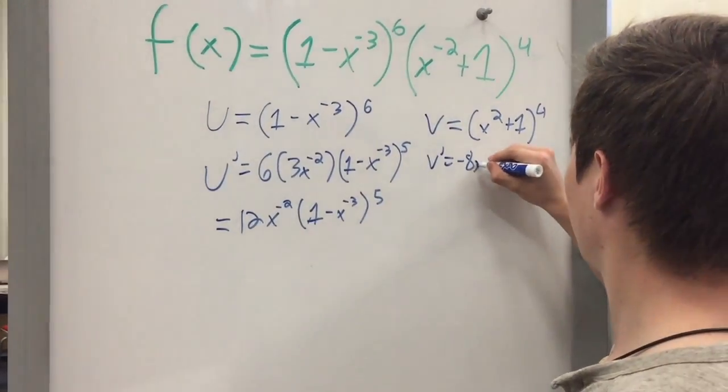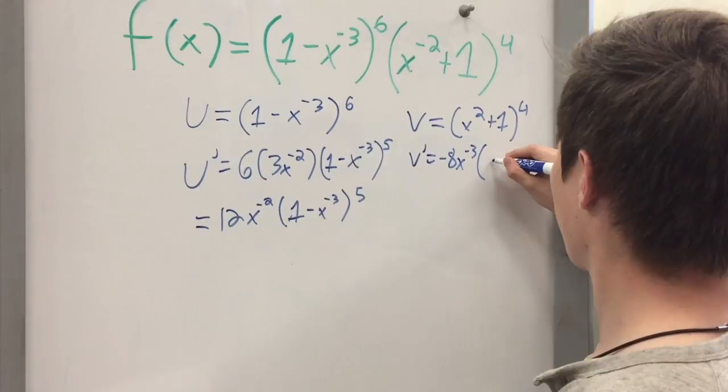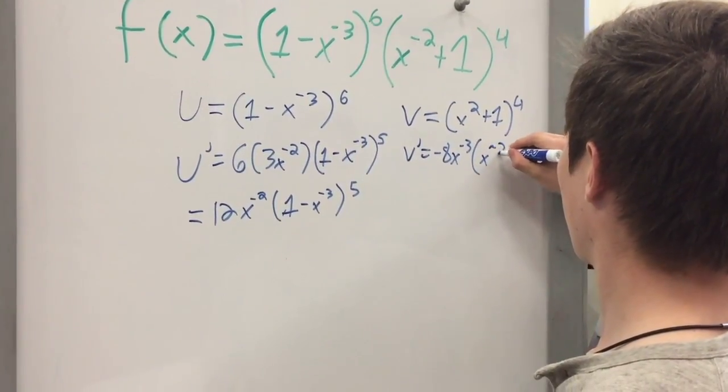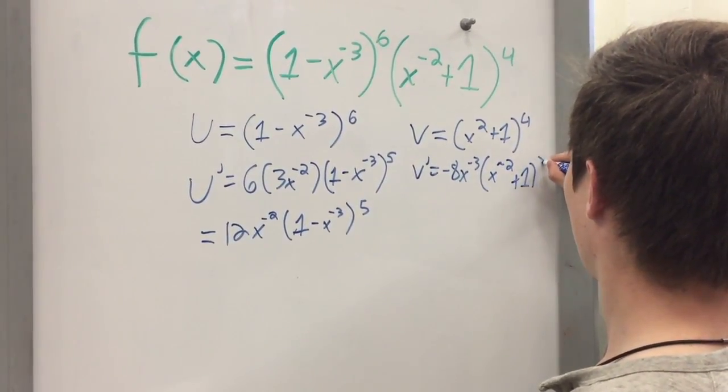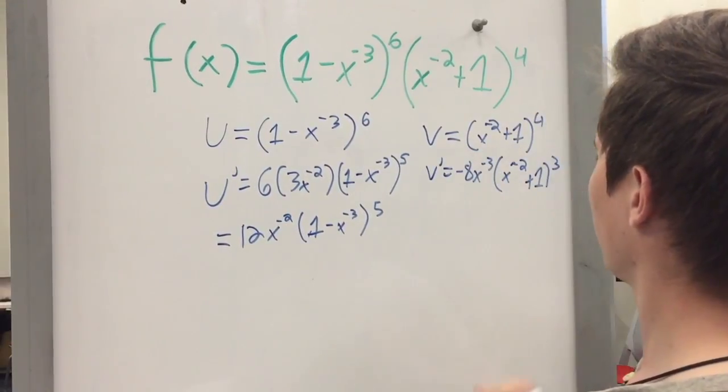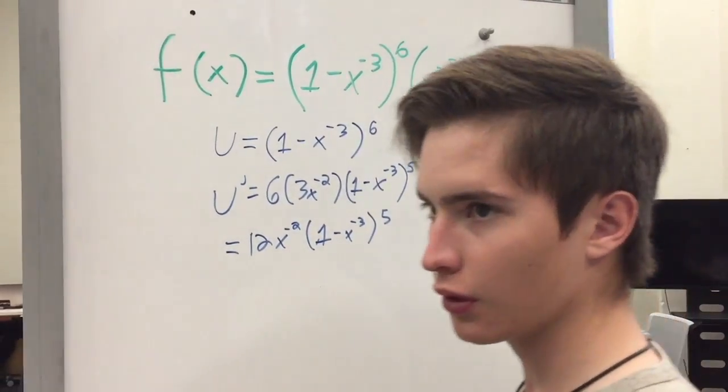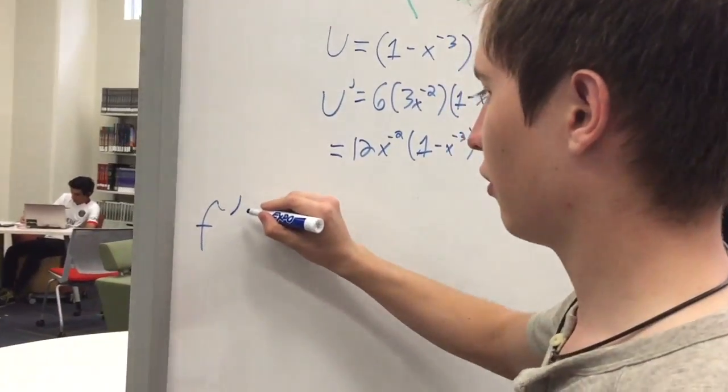For v, as we said, n is 4, so once we multiply the 4 with 2x to the negative 3, which is the prime of the inside in this case, we get 8x to the negative 3 and the parenthesis stays the same. We only subtract 1 from n.